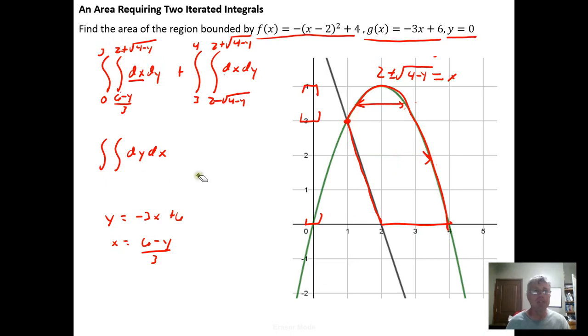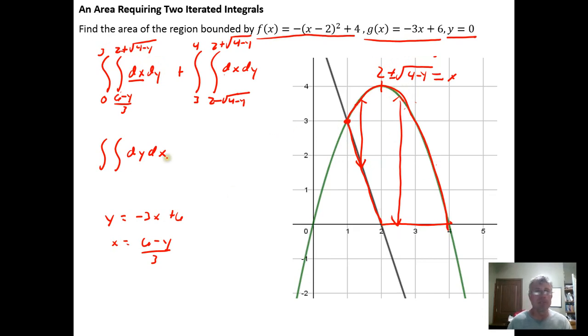If I run dy dx first, things are going to be easier, I think, but I still am going to need two iterated integrals. And the reason is, starting here, I have to run vertical slices first, so run parallel to the y-axis first. So the line below is the lower bound and the parabola above is the upper bound of integration. But when I get to the vertex at x equal 2, now suddenly the vertical slices are going to be controlled by the x-axis and the parabola.